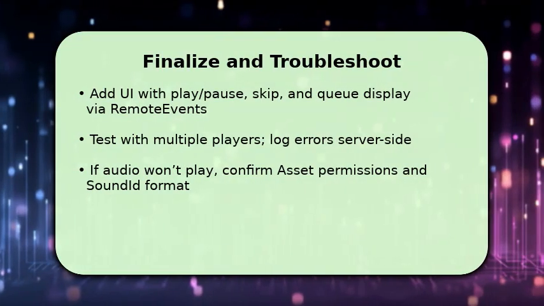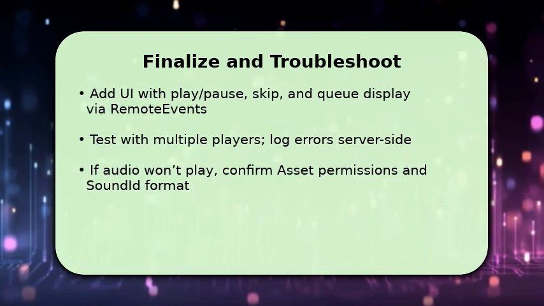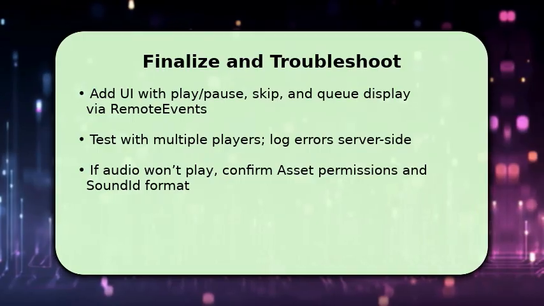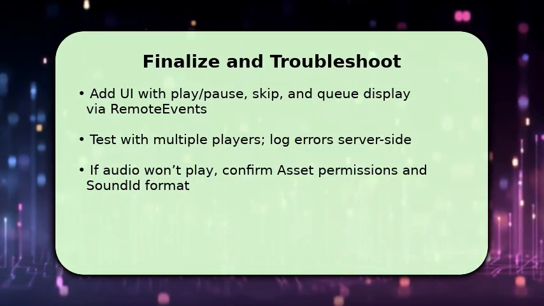Finish by creating a simple UI that sends remote event requests for play, pause, skip, and queue adds. Make the server script authoritative. Once done, run multi-client tests to confirm synchronization and fix race conditions by queuing requests.